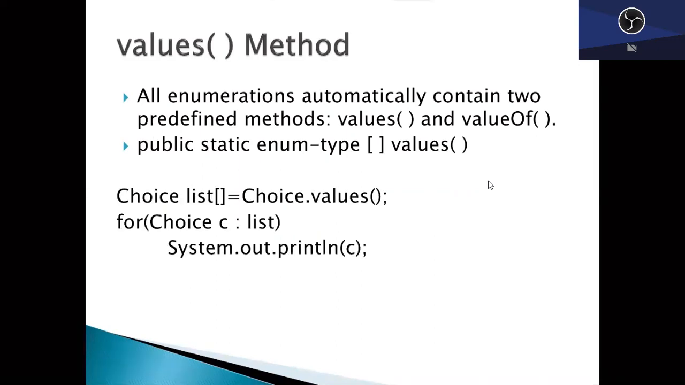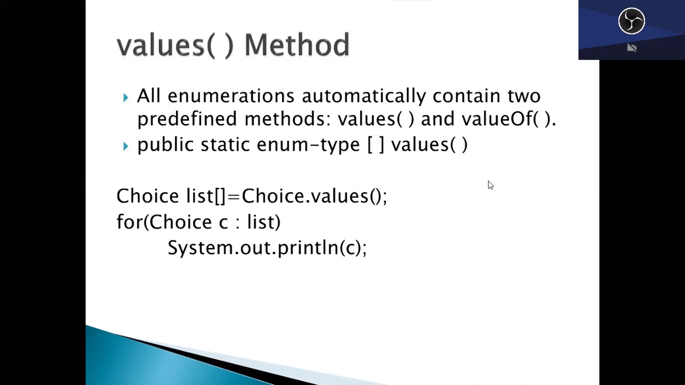One example here: you can see I have written in the first line choice, list, and the square brackets. So basically we are defining an array called list, and the type of this array is choice. That means enumeration. And to this we have assigned choice.values.